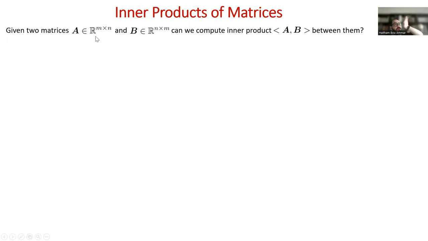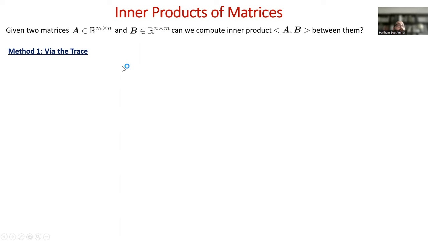It has m rows and n columns, and a matrix B, which is n by m, so it has n rows and m columns. Now the question is, can we compute the inner product between these two matrices A and B? Remember my notation, A and B. So yes, we can actually compute the inner product between matrices.